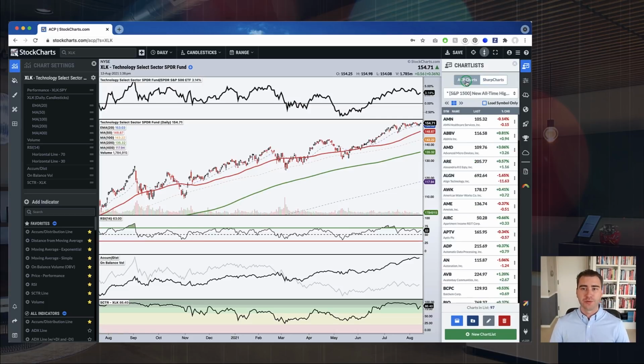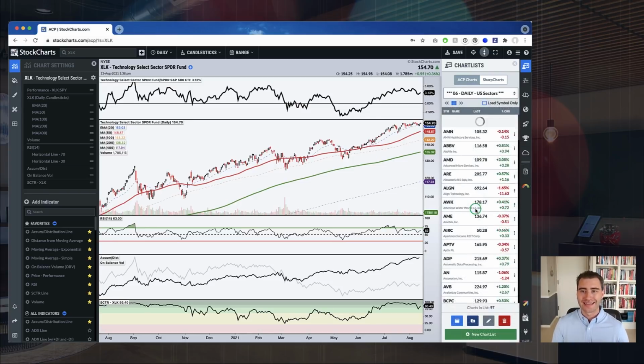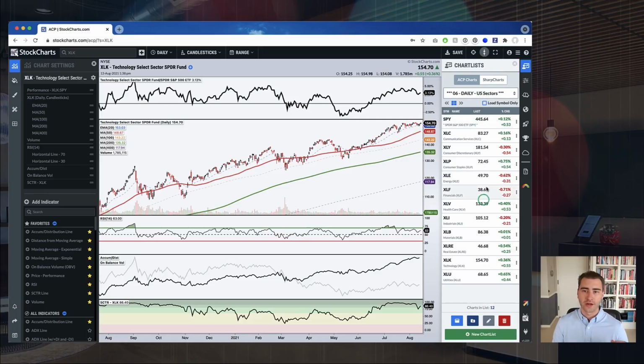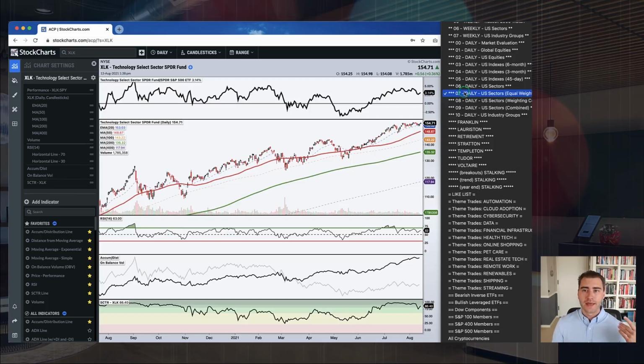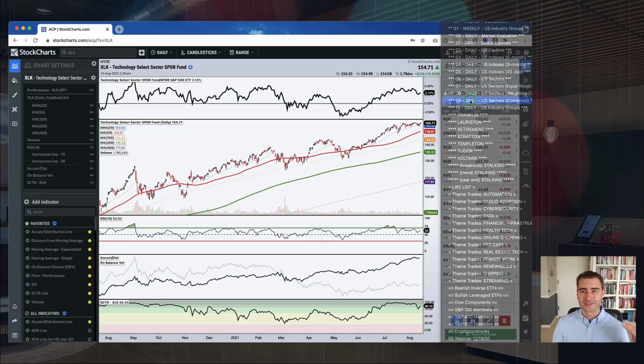So here in ACP though, what we're going to talk about, again, I've set up all of these chart lists the exact same way. So I've got my daily US sectors list right here. These are all of the cap weighted sectors. I've got my equal weight US sectors list. Here you can see RSP, and then down into all of those individual sectors, but in that equal weight flavor. And then down below that, I've got my weighting comparison list where I've got very similar charts set up here in ACP. What we're going to talk about though is this last list.